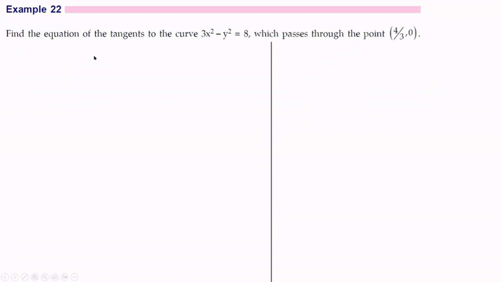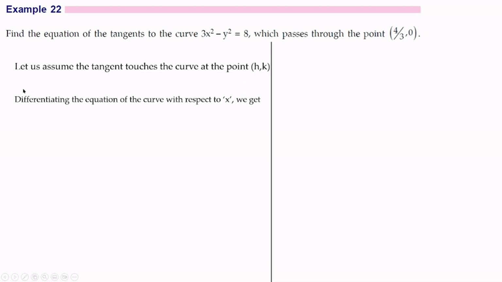Next question: find the equation of the tangents to the curve 3x² − y² = 8 which pass through the point (4/3, 0). Here, if we see this point (4/3, 0), it does not lie on this curve. So we have to find the equation of the tangents to this curve which pass through this point. So let us assume the tangent touches the curve at the point (h, k).